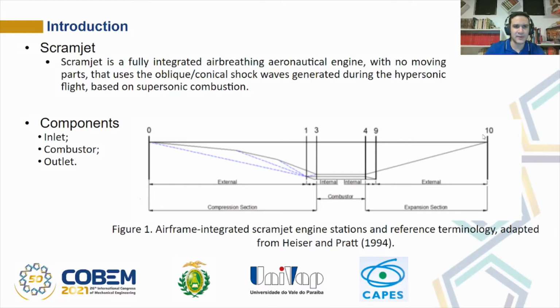Scramjet is a fully integrated, air-breathing aeronautical engine with no moving parts that uses the oblique shock waves generated during hypersonic flight based on supersonic combustion. So, the main components of the scramjet are the inlet, the compression section, the combustor, and the outlet, the expansion section. We are going to look principally to the inlet section because it is where the oblique shock wave appears.